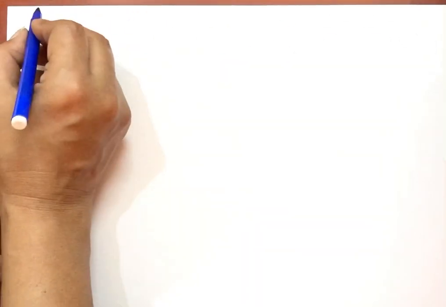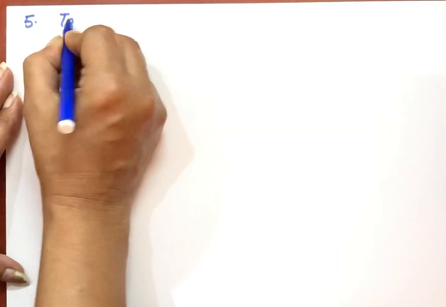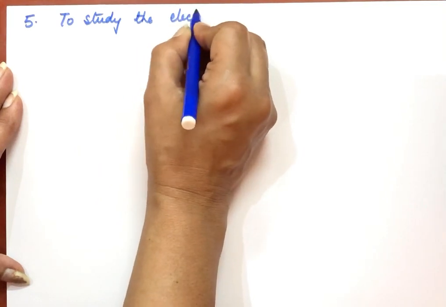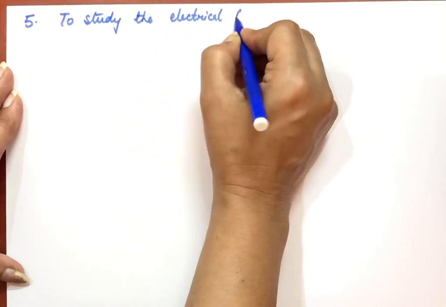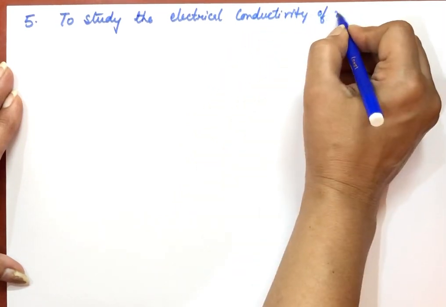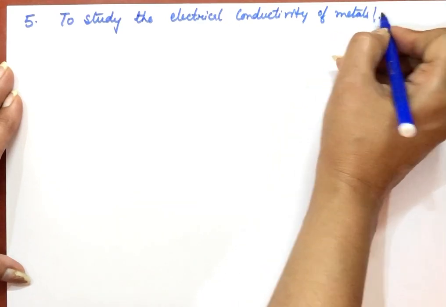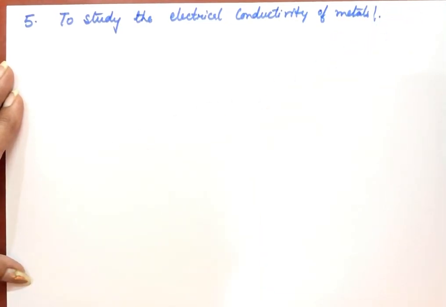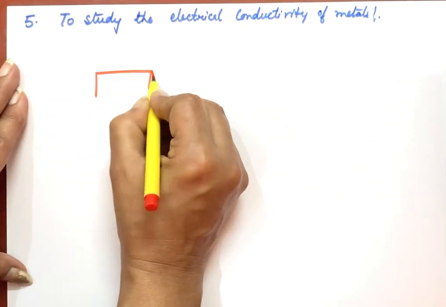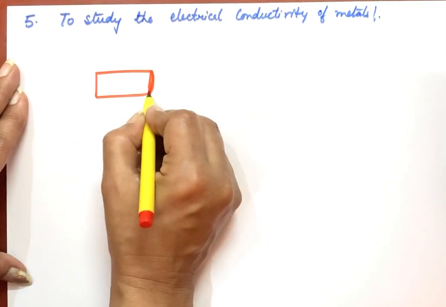Now next after this is the fifth investigation, to study the electrical conductivity of metals. The metals are good conductors of electricity. How can we investigate this? For this, we'll take some metals in the wire form, and then we have to set up an electrical circuit like this. We'll take a battery, or we can take a cell here.